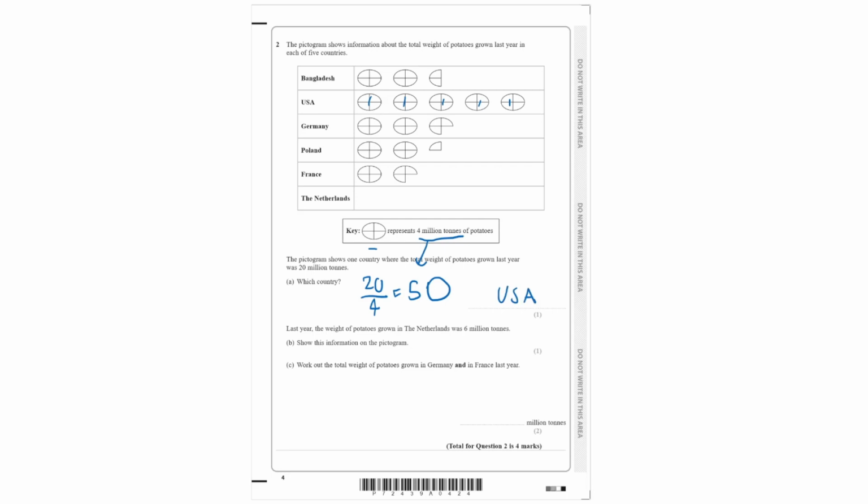USA. Last year, the weight of potatoes grown in the Netherlands was 6 million. Show this information in the pictogram, the key being 4 million again, so we can divide this by 4. We get 1.5. So we have to write 1.5 circles. So here we have 1.5.